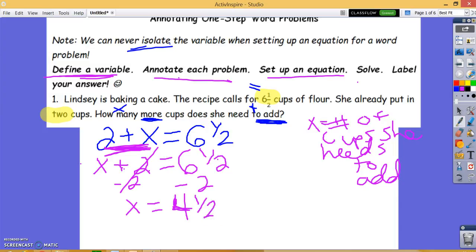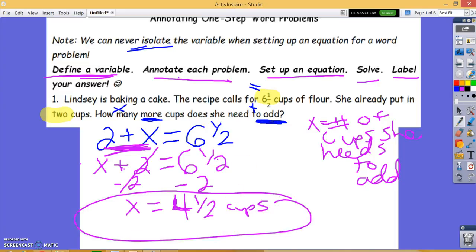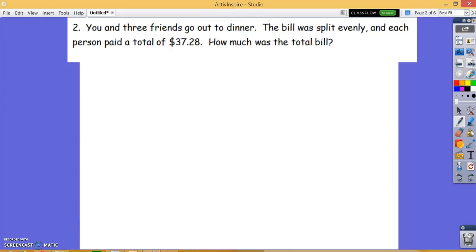And then I need to label cups. You could say cups of flour, whatever you want. But we need at least a little bit of a label. And that's it for our first problem. Okay. On to number 2.